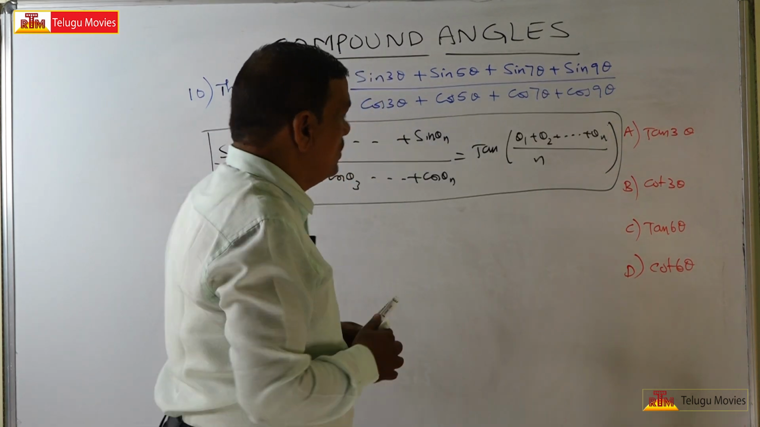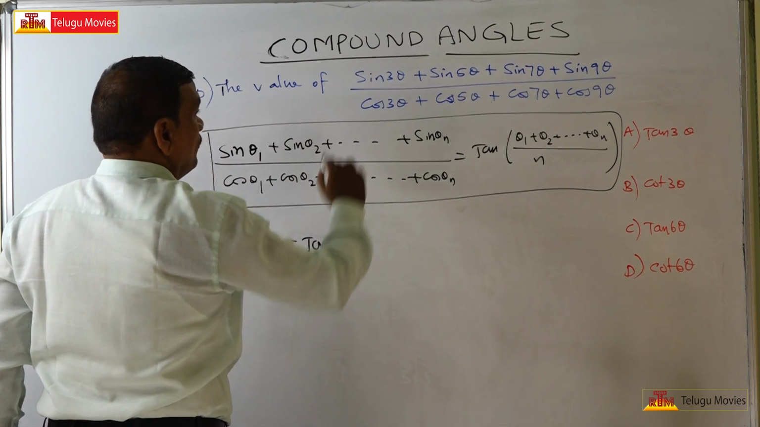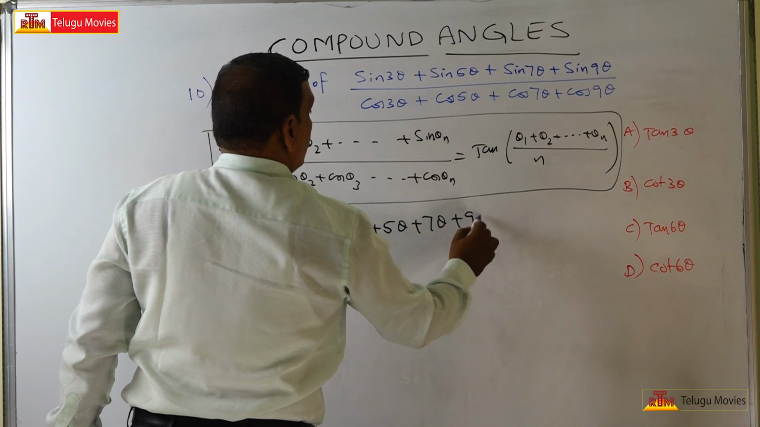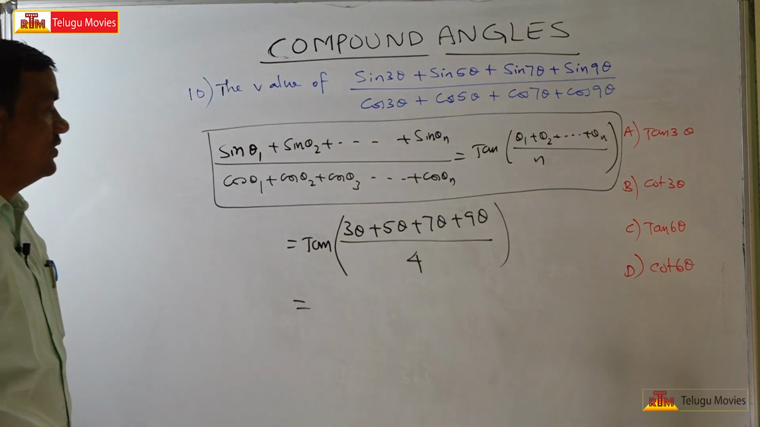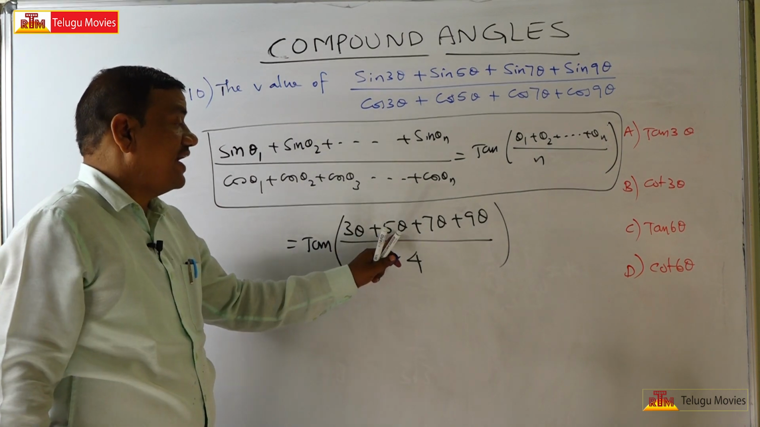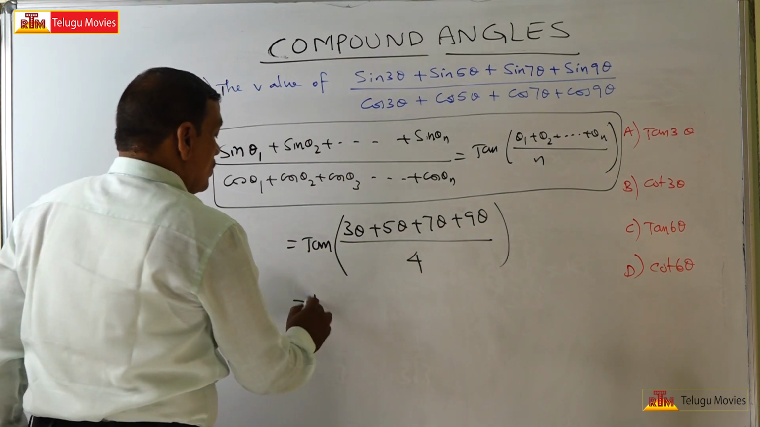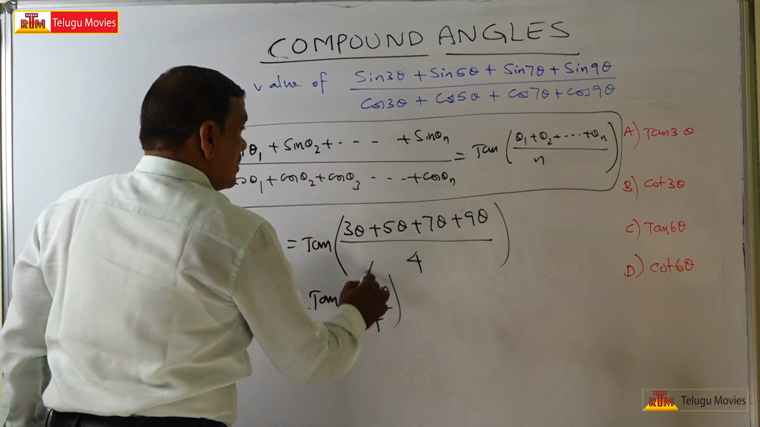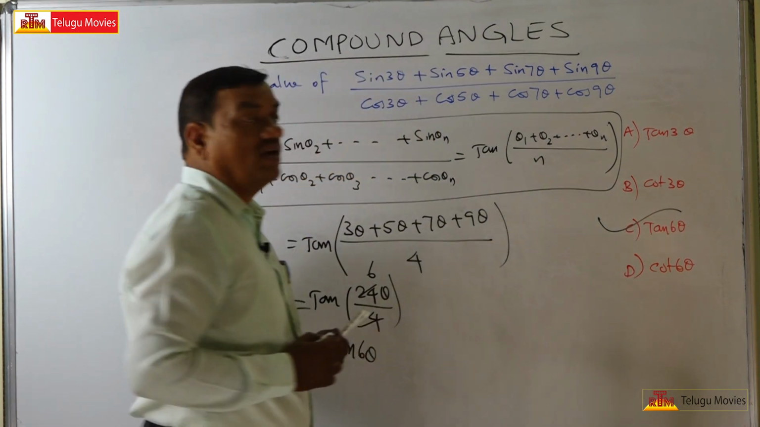Now if you observe here: 3 theta, 3 theta, 5 theta, 5 theta, 7 theta, 7 theta, 9 theta, 9 theta. So this is equal to tan of 3 theta plus 5 theta plus 7 theta plus 9 theta, whole upon 4. That's all. 3 plus 5 is 8, 8 plus 7 is 15, 15 plus 9 is 24. So tan of 24 theta by 4. 4 sixes are 24, therefore tan 6 theta. So tan 6 theta will be your answer.